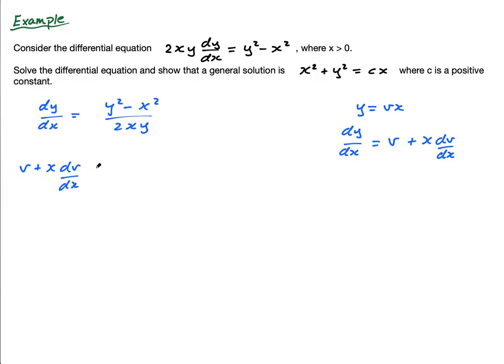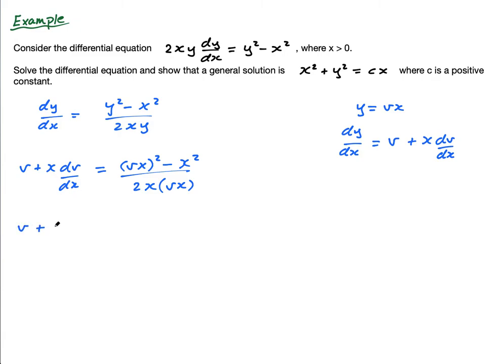equals, and I'm going to show you why we do this and why the whole thing works, and you'll see it in a second. Instead of y, I'm going to put vx. So this is (vx squared minus x squared) all over 2x times vx.